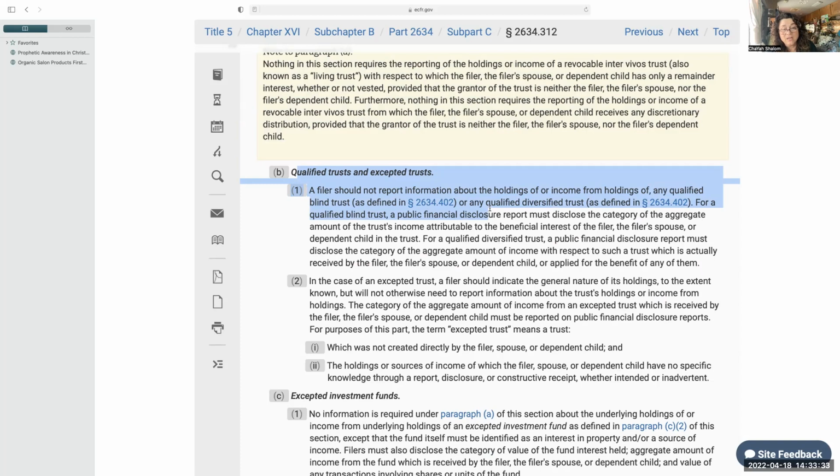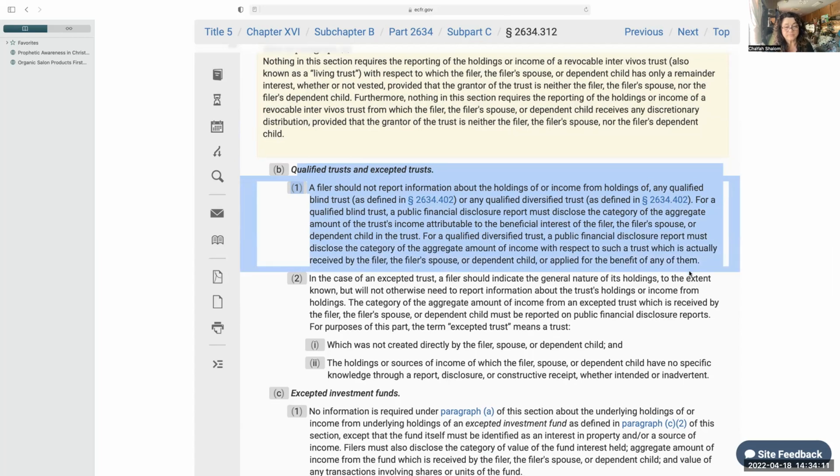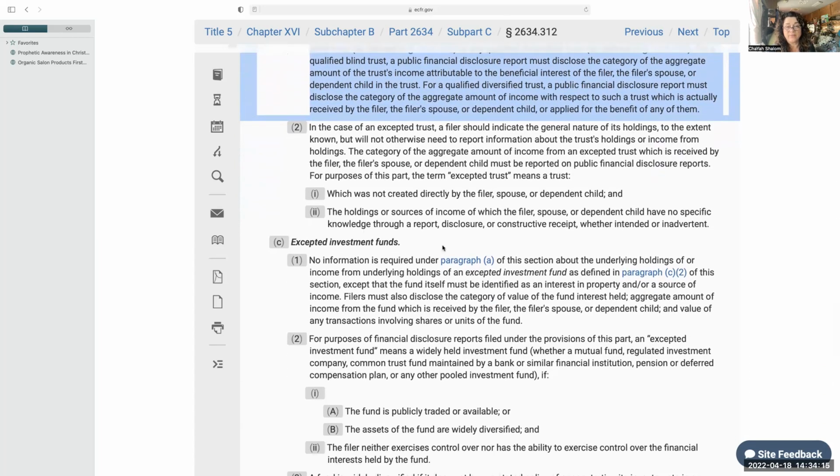Qualified blind trust. A public financial disclosure report must disclose the category of the aggregate amount of the trust's income attributable to the beneficial interest of the filer's spouse or dependent child in the trust. For a qualified diversified trust, a public financial disclosure report must disclose the category of the aggregate amount of income with respect to such a trust, which is actually received by the filer's spouse or dependent child, or applied for the benefit of any of them. That went over my head. So I would have to listen to this again.